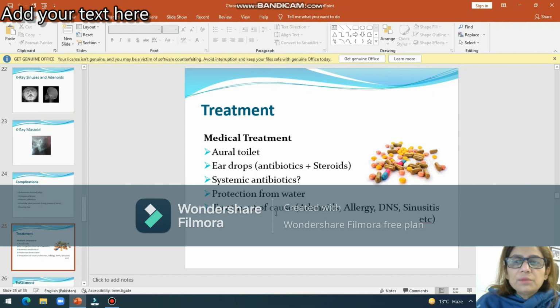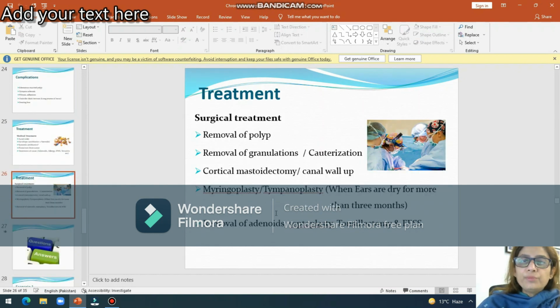Then you will advise the patient to protect the ear from water, and you will also treat the cause of disease, that is adenoids, allergy, DNS and sinusitis. If the patient is not improving, then you will advise X-ray and CT scan of the mastoid. If there is mastoiditis, or formation of polyp or granulation tissue, then you will think of surgical treatment. What are the surgical treatments?